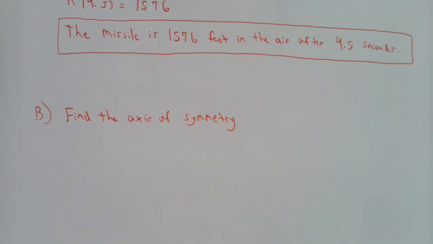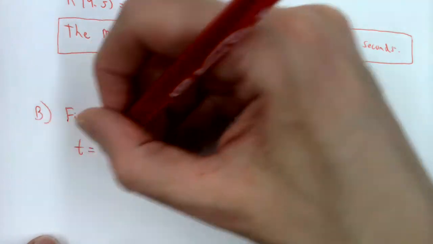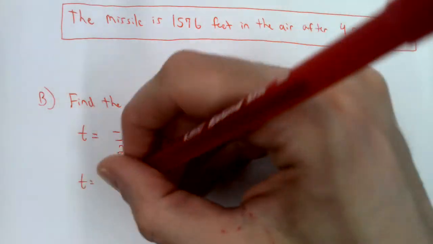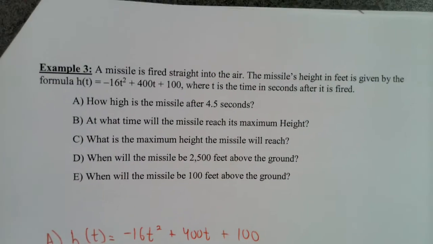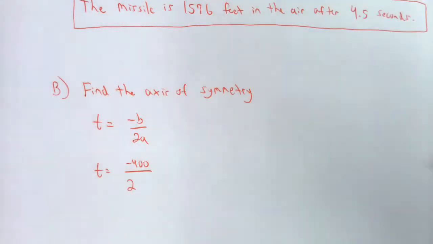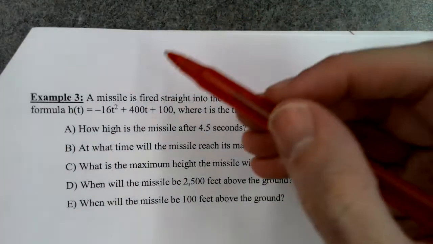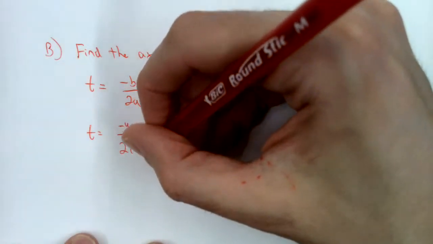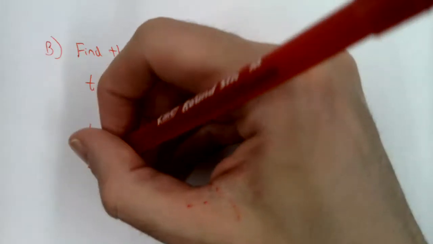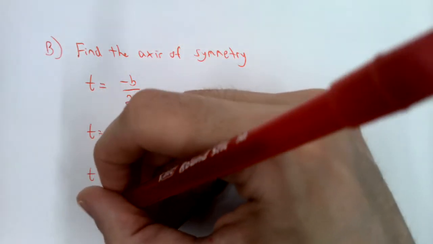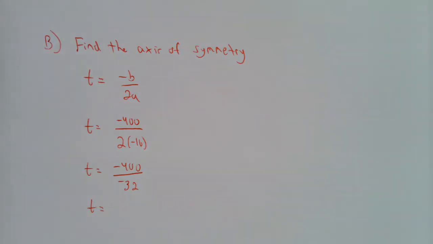So in the past, we've said X equals opposite of B over 2A. I'll use T this time because we have T. Okay, so T equals opposite of B, negative 400, divided by 2 times A, 2 times negative 16. That means you have negative 400 divided by negative 32. And when you divide that, you get T equals 12.5.